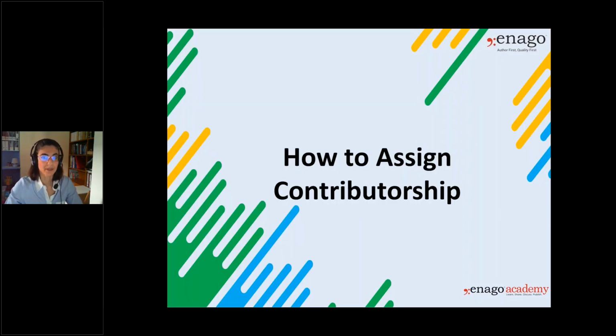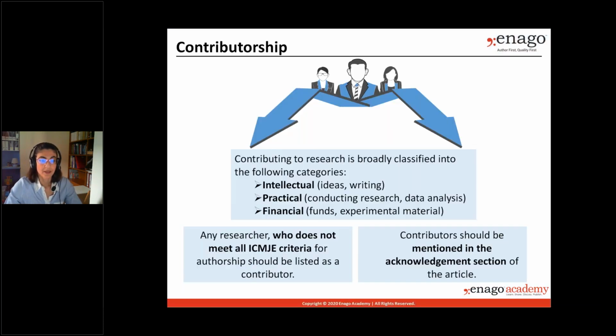So how do we go about assigning contributorship? Contributing to research is broadly classified into the following three main categories. There's intellectual contribution with ideas and writing, ideas either in the organization, implementation of the project, ideas as to how the manuscript should be prepared, or writing parts of the manuscript, or improving parts of the manuscript.